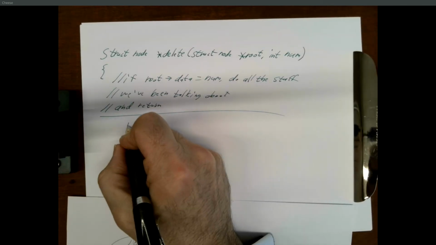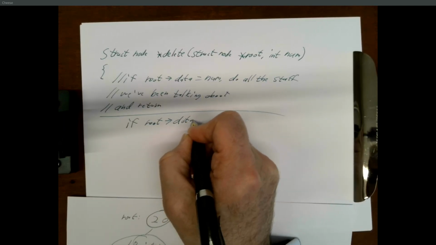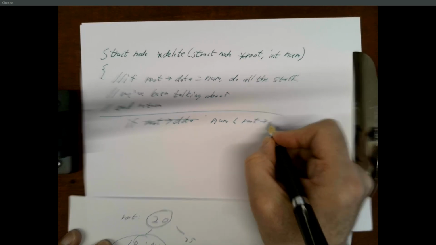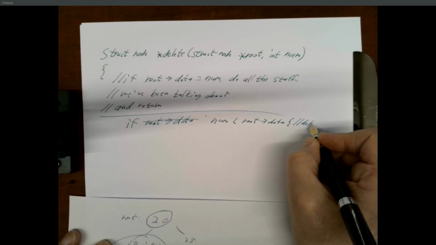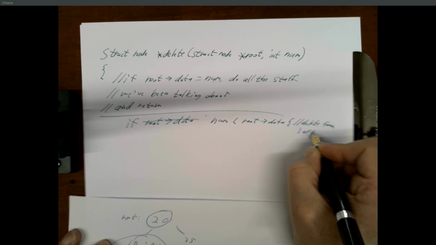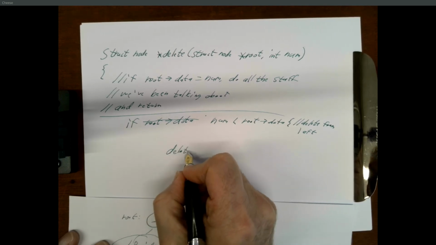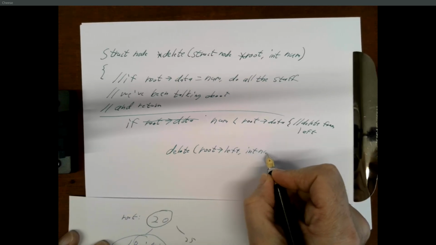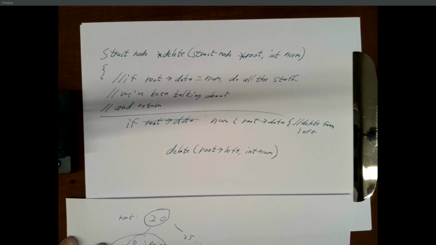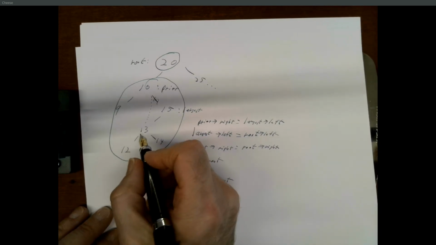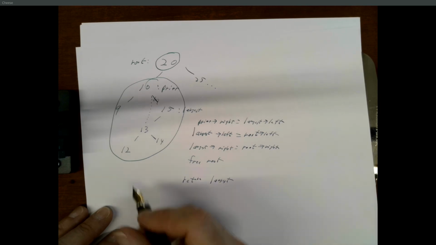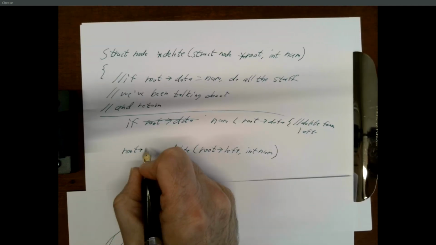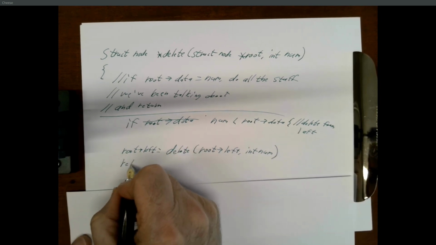Okay? So if our number is less than root data, delete from the left. So call your delete function, pass it root arrow left, and the number you want to delete. And that will return a tree from which the 13 has been removed. And that tree is supposed to be the left subchild of the root. So set root arrow left equal to that, and then return the root.